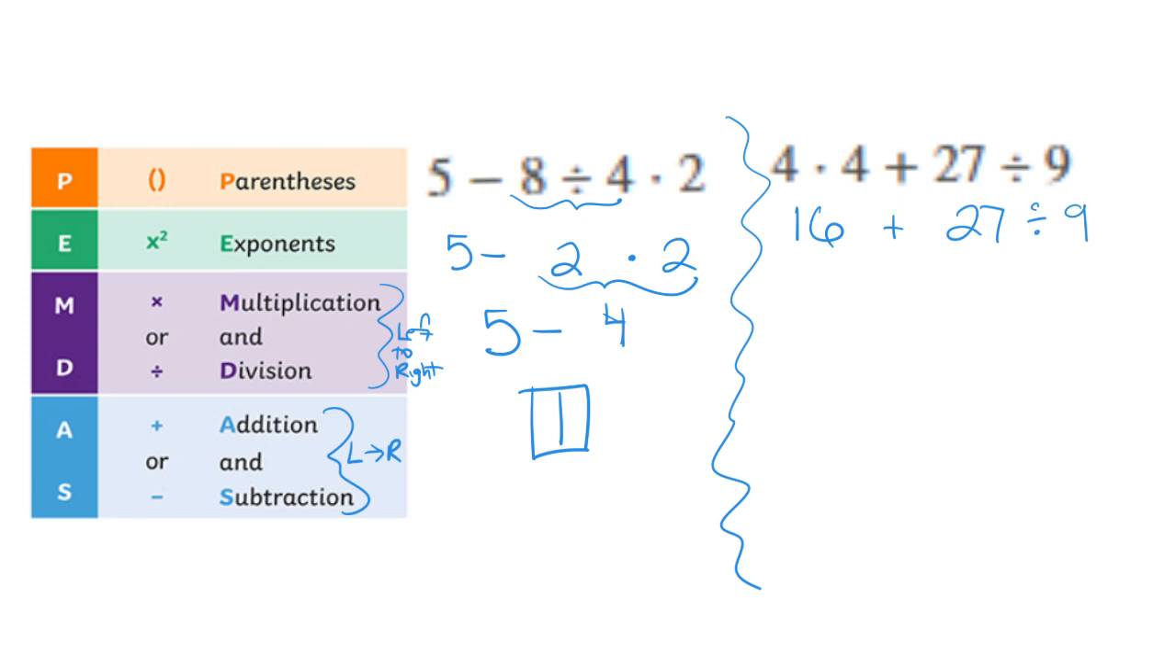Okay, and then I still see the division, so I will do that next. So 16 plus, and the 27 divided by 9 gets you a 3, and the only thing left is the addition. 16 plus 3 is 19.